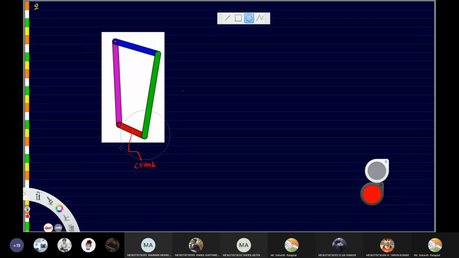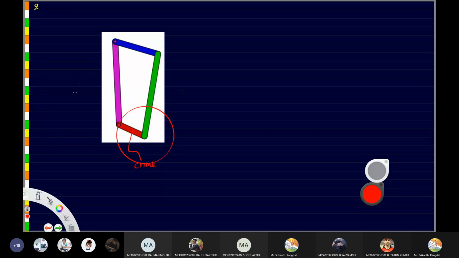Why is it a crank? Because it is able to rotate for complete 360 degrees. Hence, it is a crank. So because this red link can rotate complete 360 degrees, it is called a crank.